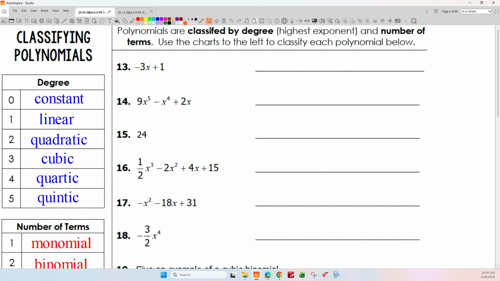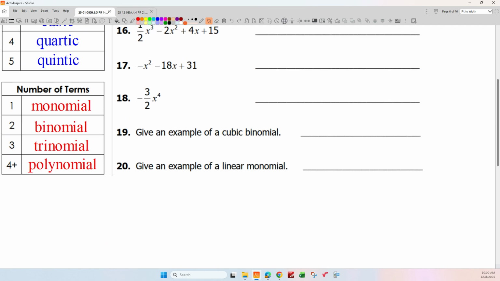We also use the number of terms to describe the polynomial. If it's only got one term, we call it a monomial. If it's got 2 terms, we call it a binomial. If it's got 3 terms, we call it a trinomial. And if it's got more than 3, so 4 or more, we don't give it a special name. We just call it a polynomial. Poly means many, right? What does bi mean? 2. What does tri mean? 3. What does mono mean? 1. There you go.